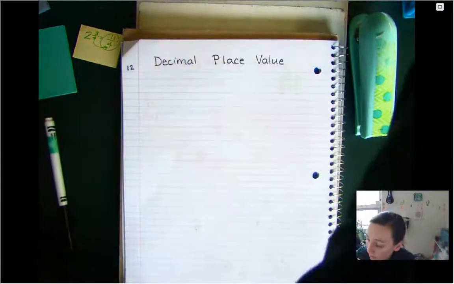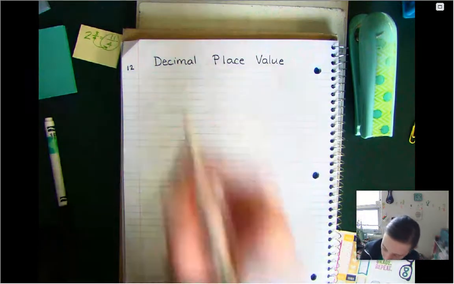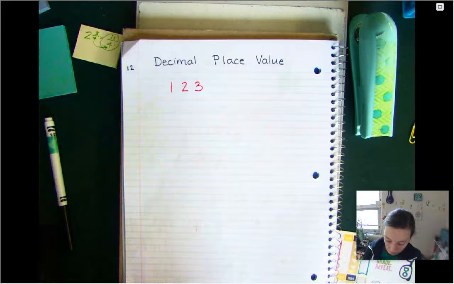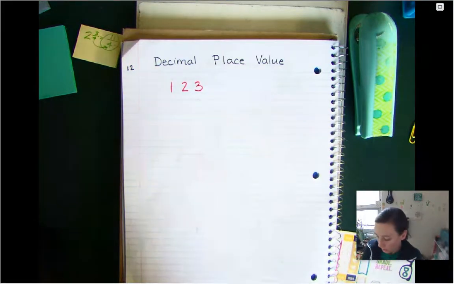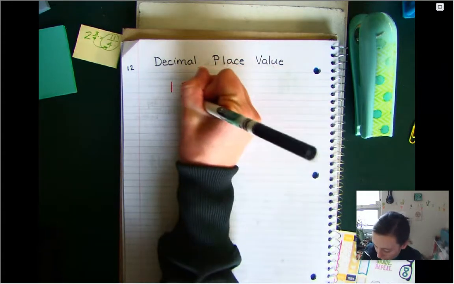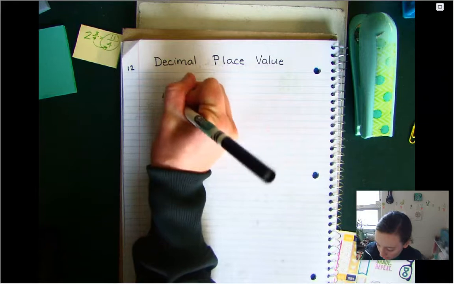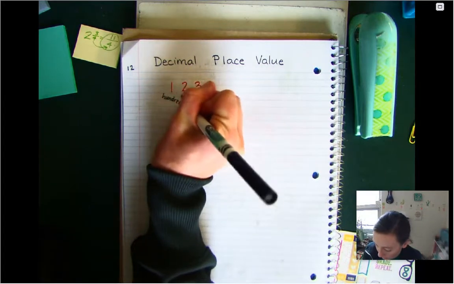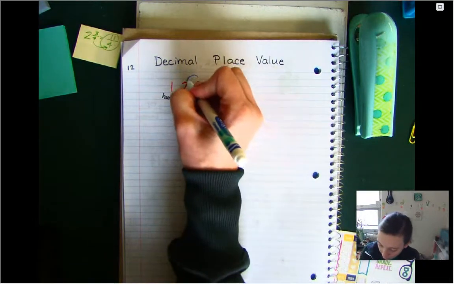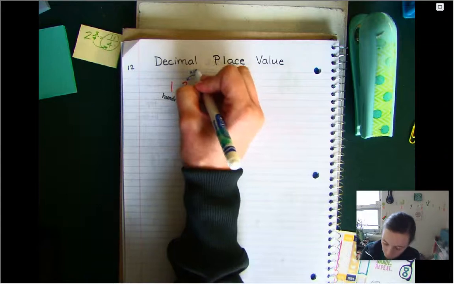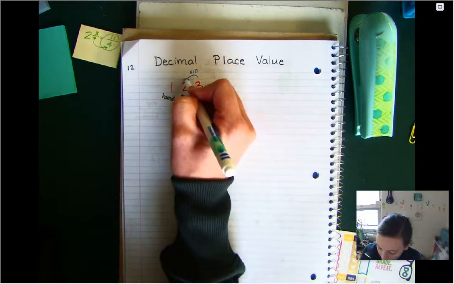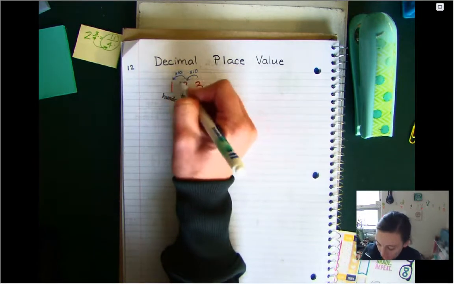So one thing to know, let's start with the number 123. This is going to be a review from days gone by. This is the ones place. This is the tens place. This is the hundreds place. And each place value, as we move from one spot to the next, is 10 times bigger. So the tens is 10 times bigger than the ones. The hundreds are 10 times bigger than the tens.